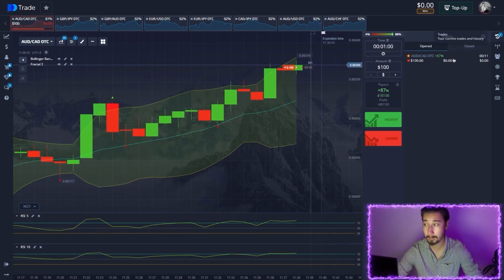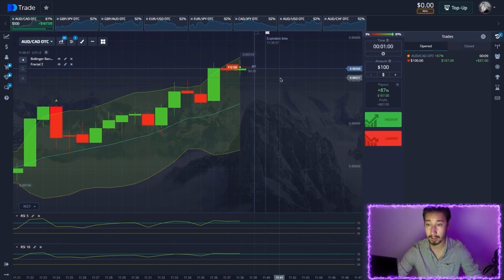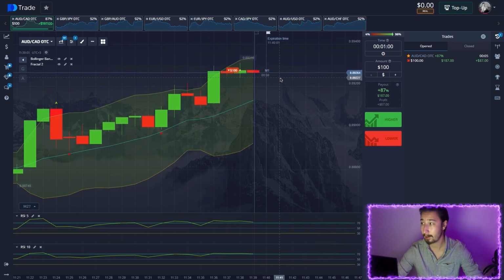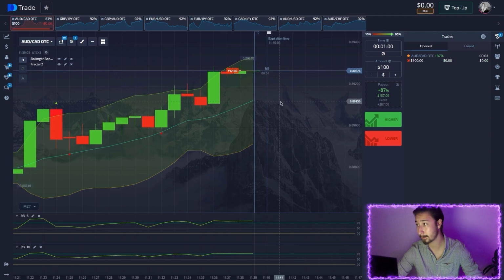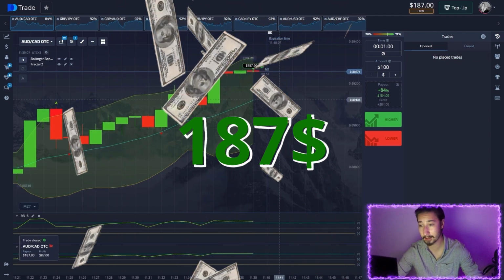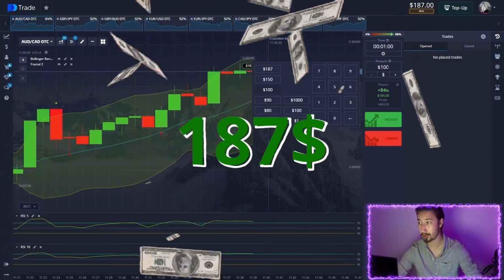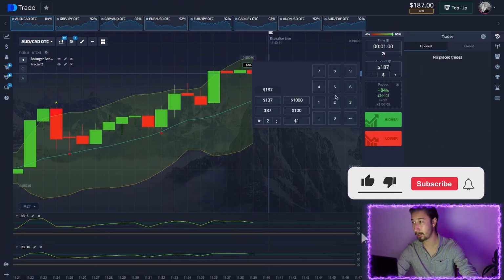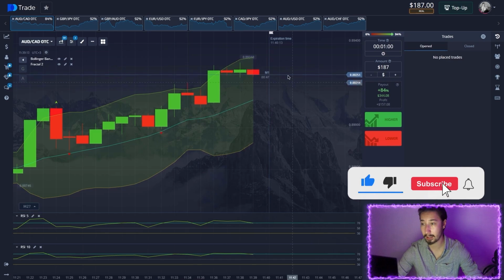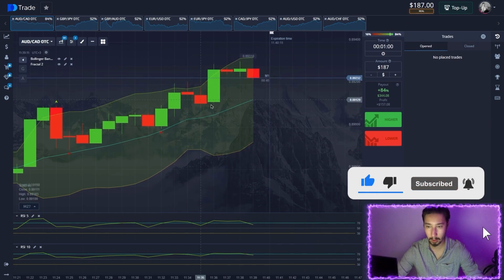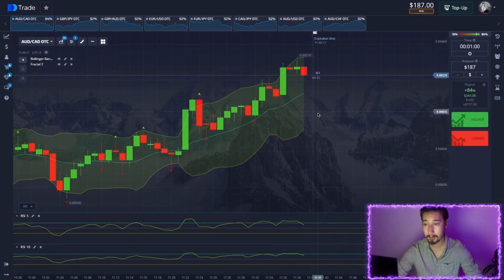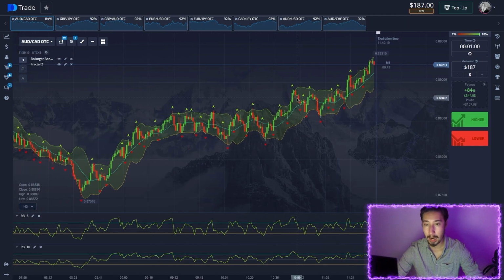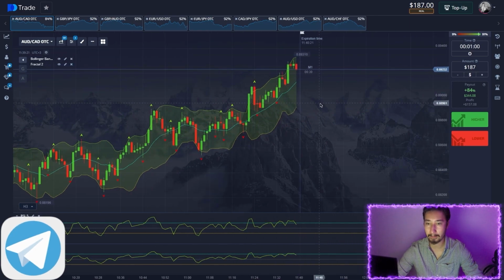So let's see, 10 seconds. Let's just wait until the end of the position, and 3 seconds. Nice, we're in profit, first position as usual. So let's update the amount, $187, and yeah, quite a risky position, but anyway we are in profit.